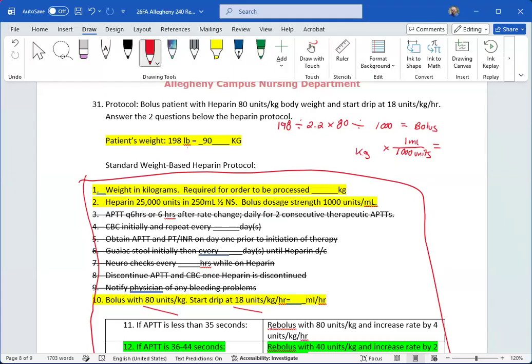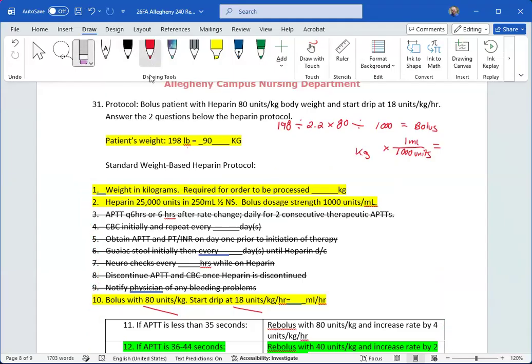For the infusion rate, you're going to do basically the same thing. I'm going to see if I can erase this. I'm going to take the 198 pounds, divide by 2.2, times 18, and then divide by 100. Because 250 ml over 25,000 units, which is coming from this right here, is 1 over 100.